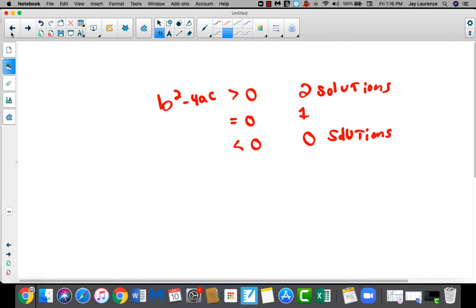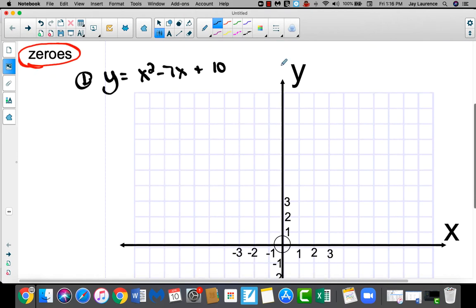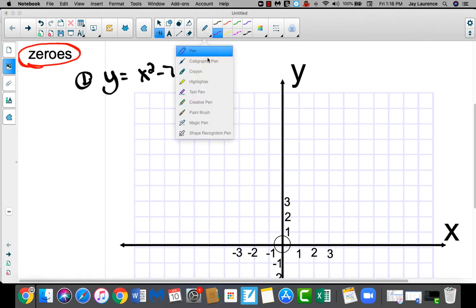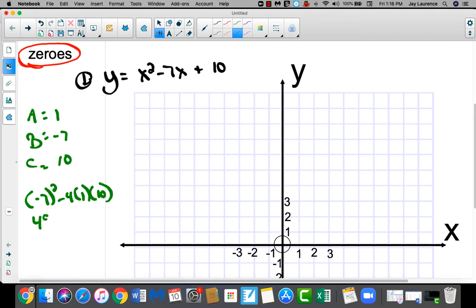All right? So the first thing I'm going to do is go looking for a, b, and c. There's my equation. So let me get back into my calligraphy pen. I like my calligraphy pen. And we'll go a, b, c. Easy as 1, negative 7, 10. And then I'll use the discriminant, b squared minus 4ac. Okay, so we get 49 minus 40, which is 9. So I know there are two solutions.